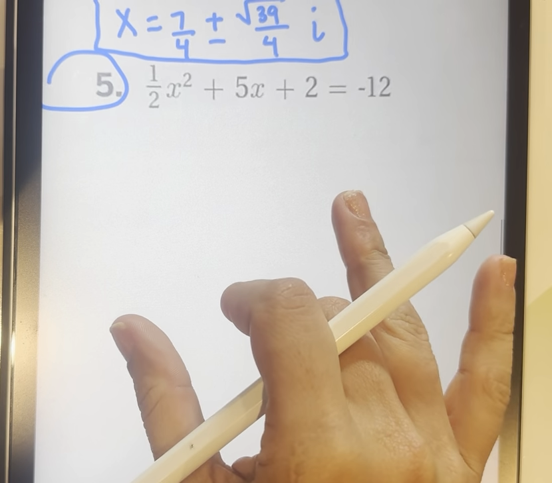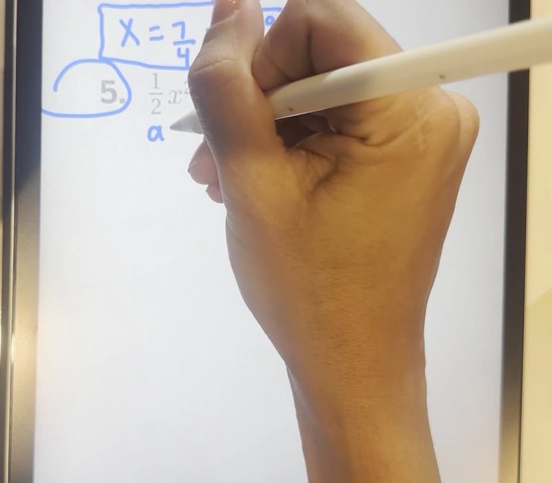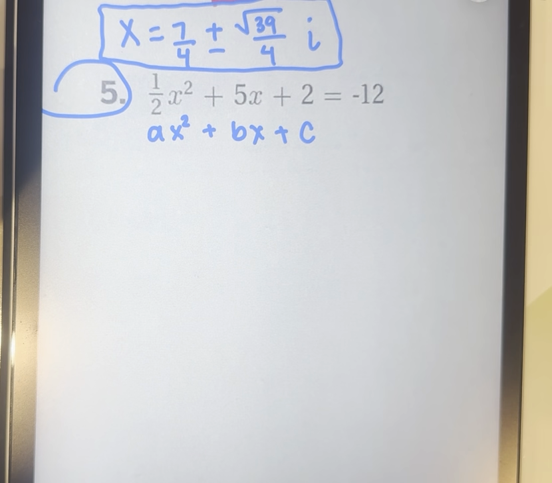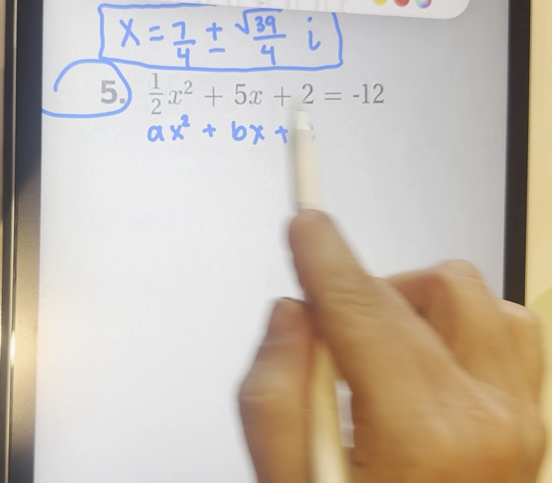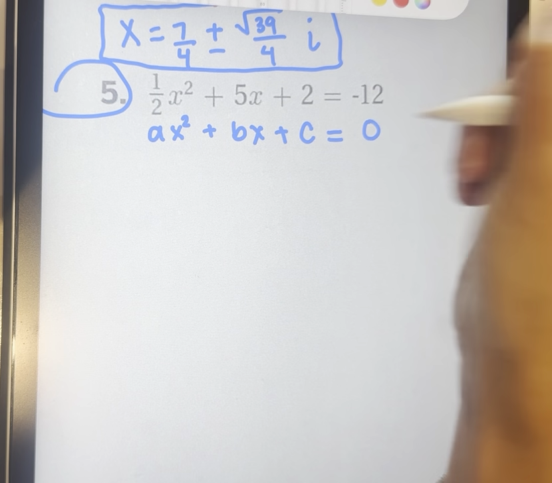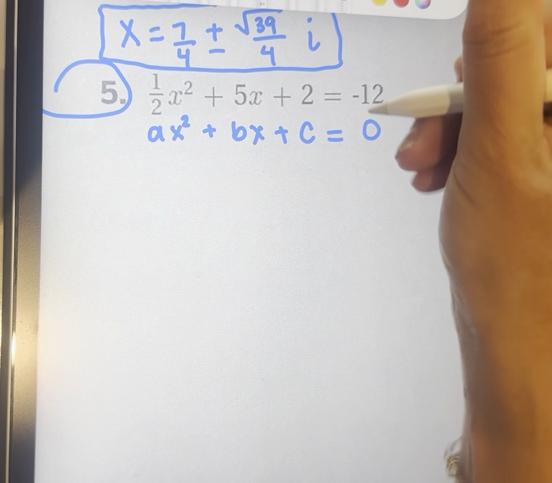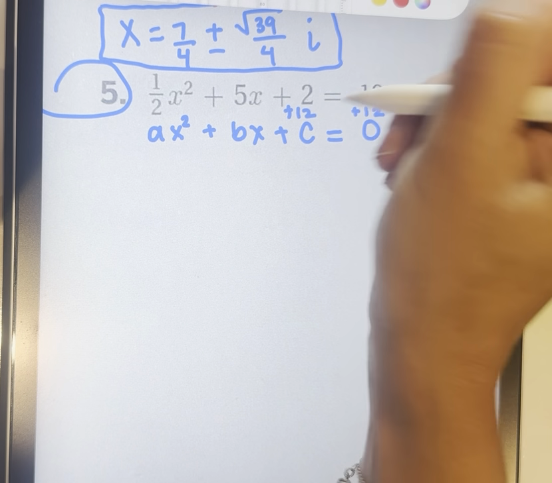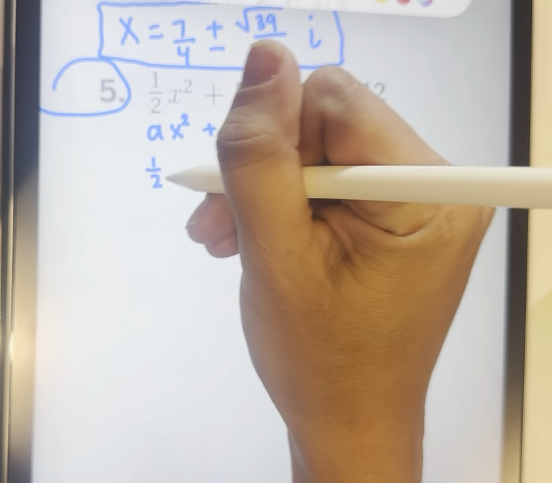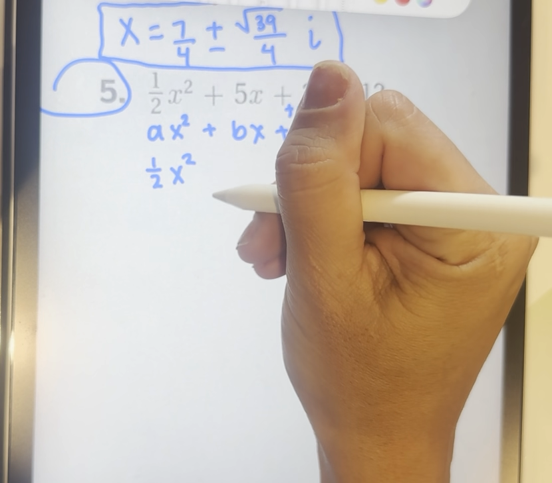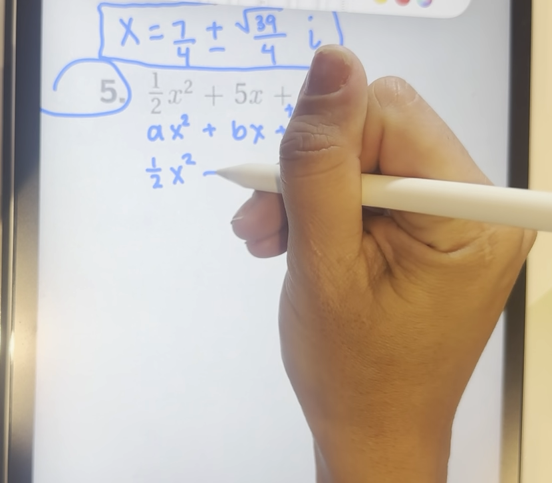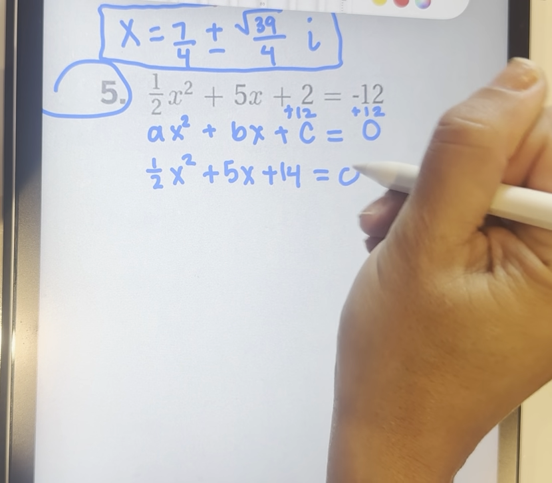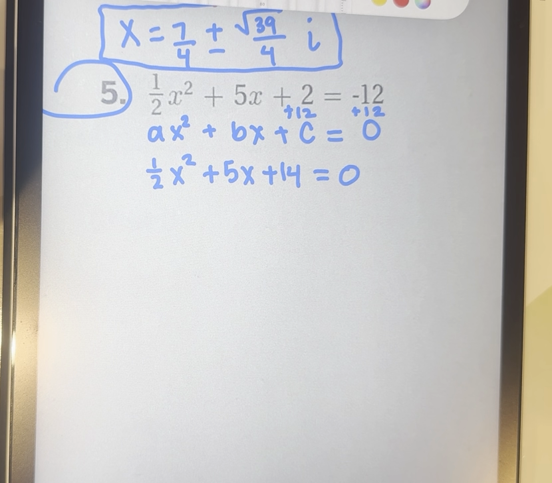And now number 5 starts the same. We need it to be ax squared plus bx plus c. You might think, oh, we're good. But no, because it must still equal 0, and this does not. So we do have to do plus 12 and plus 12. So it changes to 1/2 x squared plus 5x plus 14 equals 0.